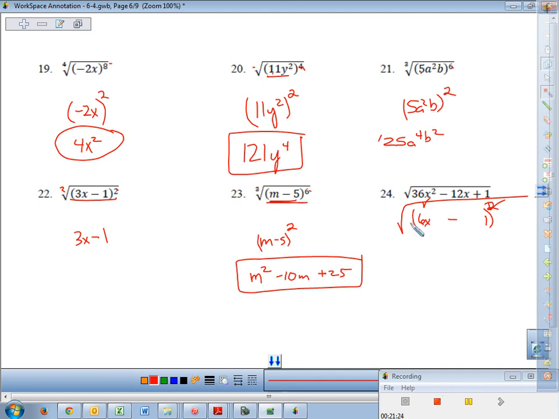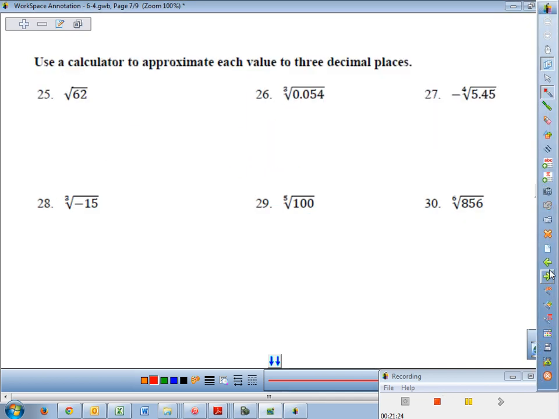So now what's the square root of 6x minus 1, quantity squared, turned out to be? 6x minus 1. Yep. First guy a perfect square, last guy a perfect square, middle guy twice the product of the square roots. Yeah. Next. Square root of 62.